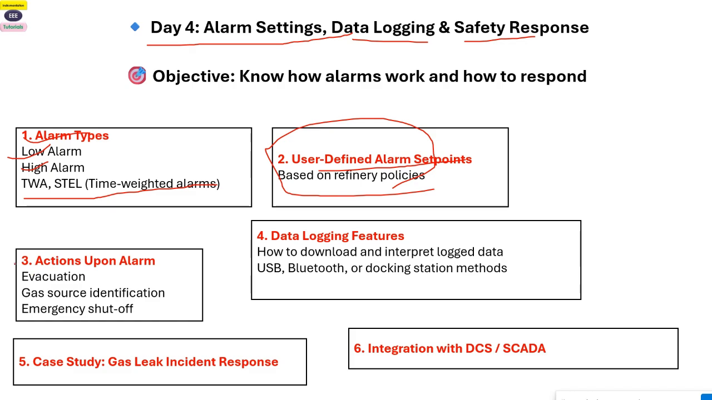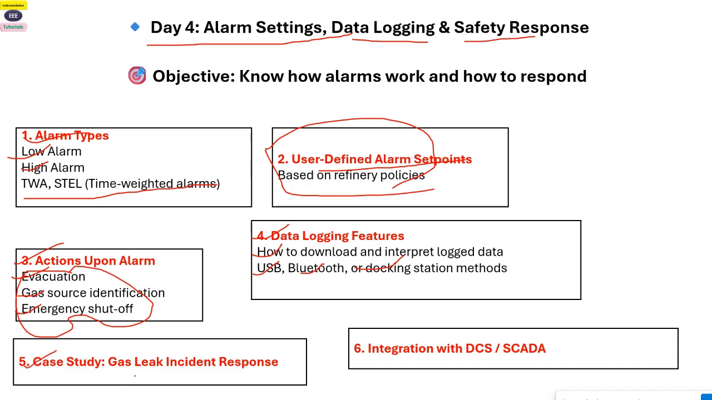And also we will talk about the actions upon alarms, what we have to do: evacuation, gas source identification and emergency shutdown. There are so many actions which you may find in your oil and gas sector policy or your refinery and plant related policy. And there are features on how to log the data, and this will also be very useful for you: how to download and review log data, by USB, Bluetooth, and docking station methods. There are so many we will cover on day 4.